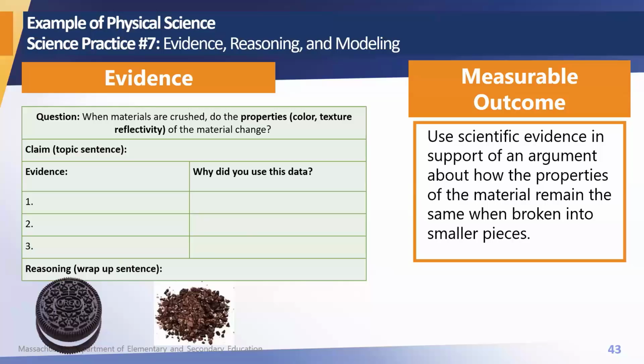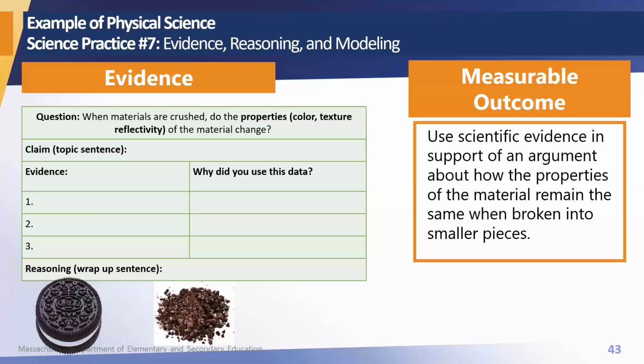This is number 7. This is called evidence, reasoning, and modeling, right? We're doing use scientific evidence in support of an argument about how the properties of material remain the same when broken into smaller pieces. So who doesn't like crushing something? You can crush a cookie, a cracker, a can.